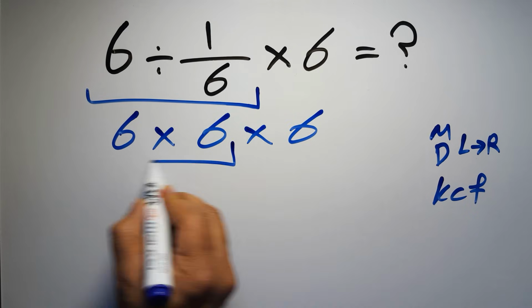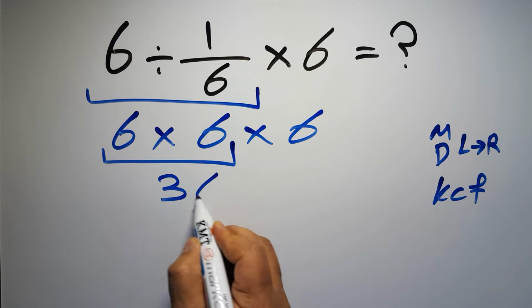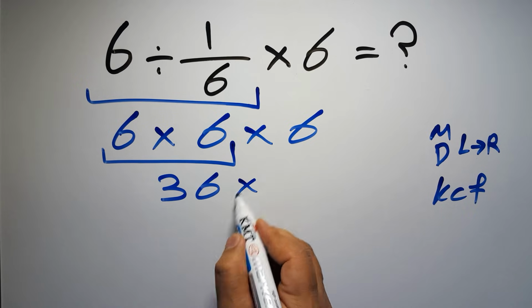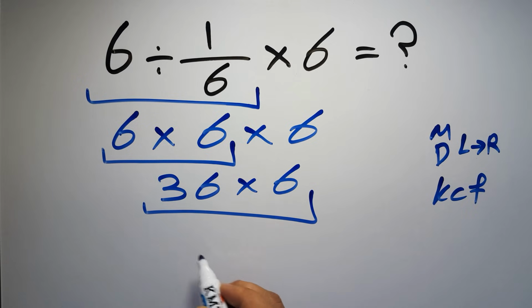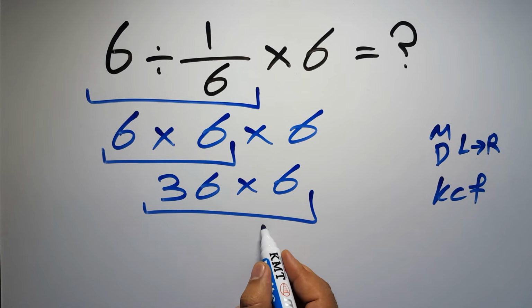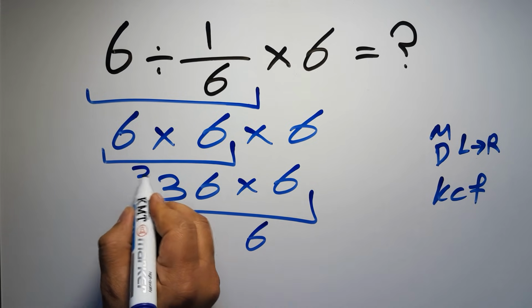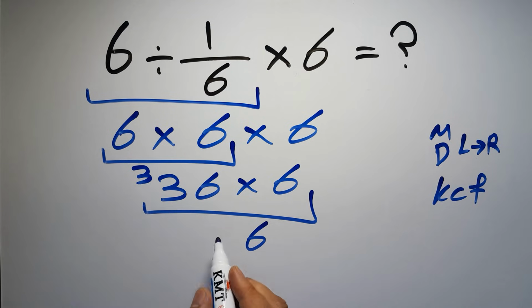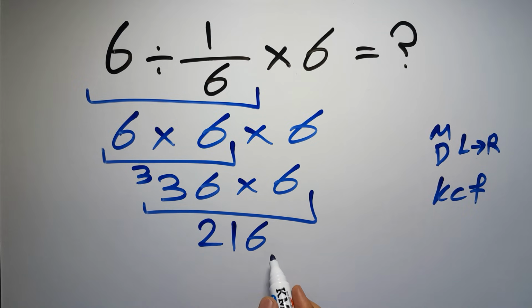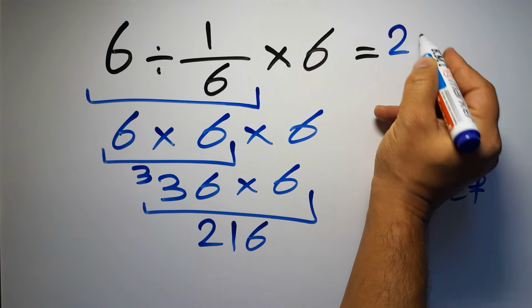6 times 6 gives us 36, and 36 times 6. Okay? 6 times 6 gives us 36. We write 6 here and carry 3 here. 6 times 3 equals 18, and 18 plus 3 gives us 21. So we have 216, and this is our final answer to this problem. The correct answer is 216.